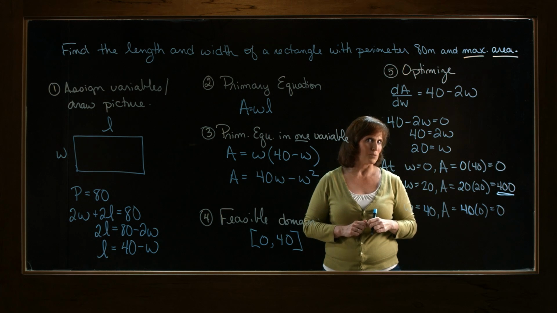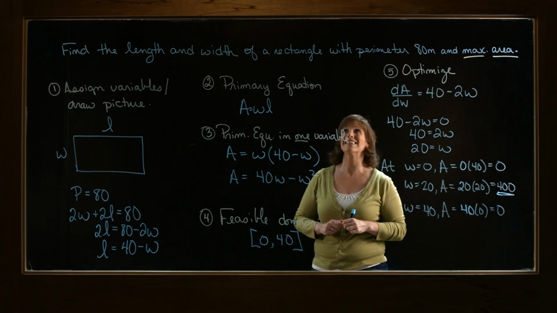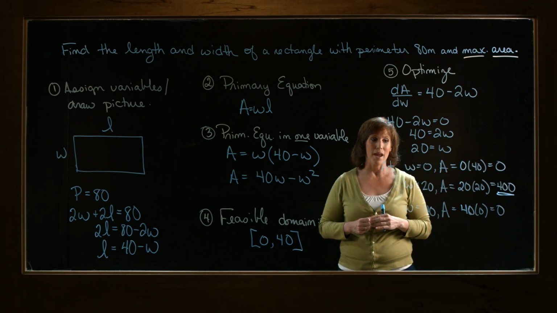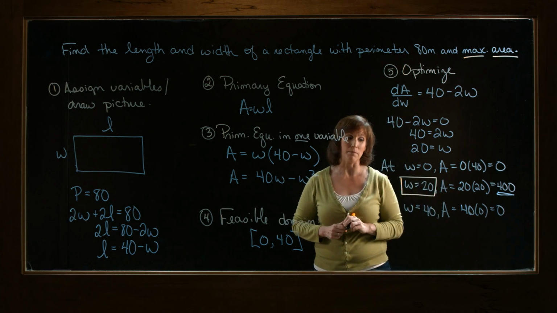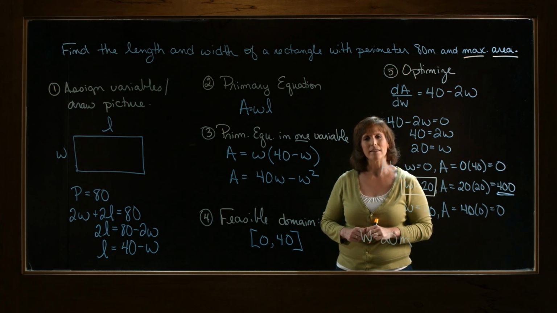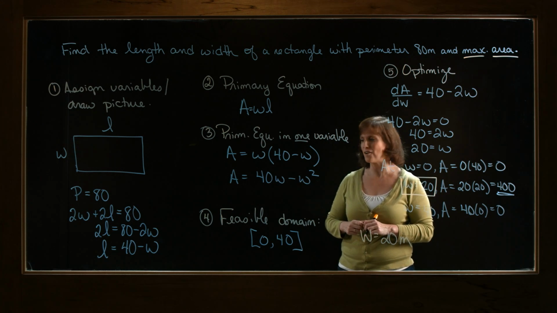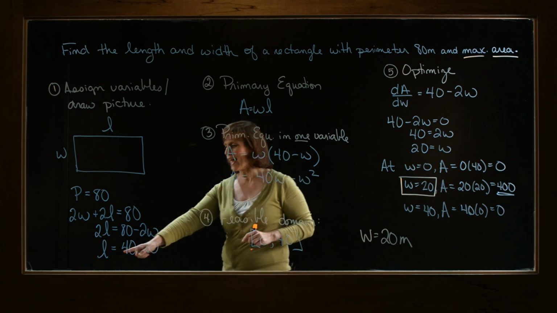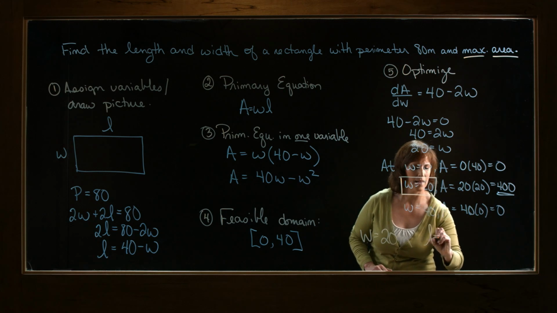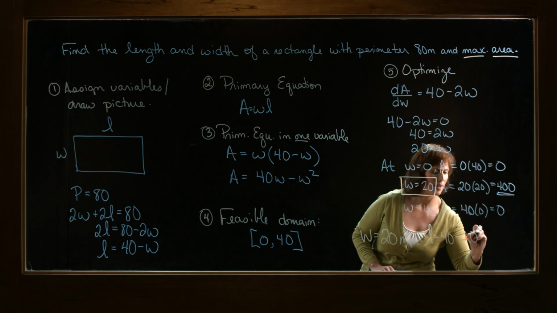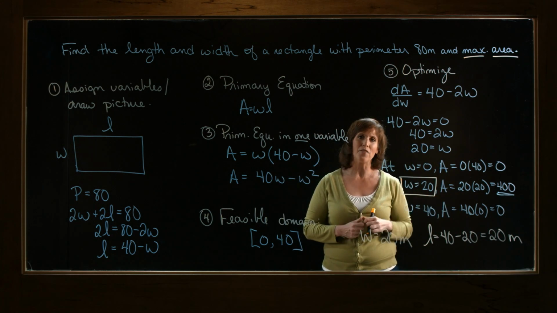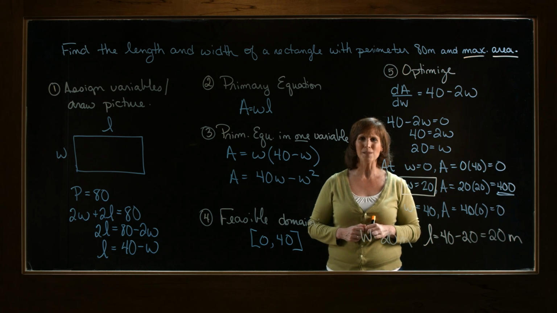Now let's make sure that this answers my question. I want to find the length and the width of the rectangle that has a perimeter of 80 meters and a maximum area, which happens when the width is 20 meters. So W is going to be 20 meters. But I still don't know the length. If we go back to that useful secondary equation, we can find that the length is always going to be 40 minus the width. So the length is 40 minus 20, or 20 meters. In this case, it turned out that a rectangle was really a square. I hope this was helpful. Thanks.